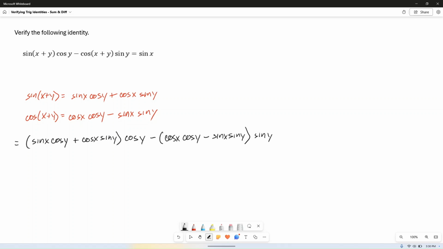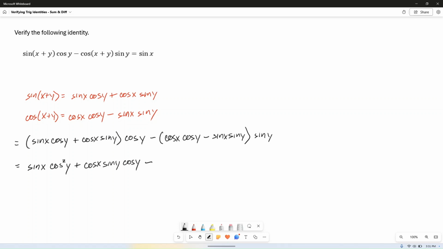So the algebra that we could do here is we could go ahead and distribute the cosine y into the first parentheses and the sine y into the second parentheses. And again, this is kind of a long expression, but that's okay. So we're going to have sine x cosine y times a cosine y. That's going to give us sine x times a cosine squared y. We then have cosine x sine y times a cosine y. None of those are the same term, so we're going to just have them all there. Cosine x sine y cosine y.